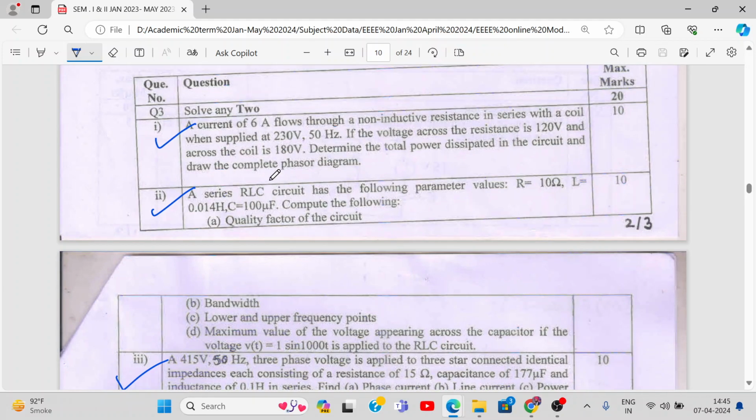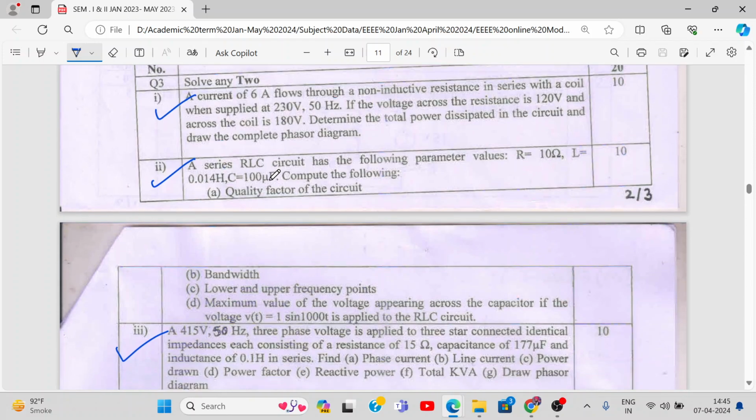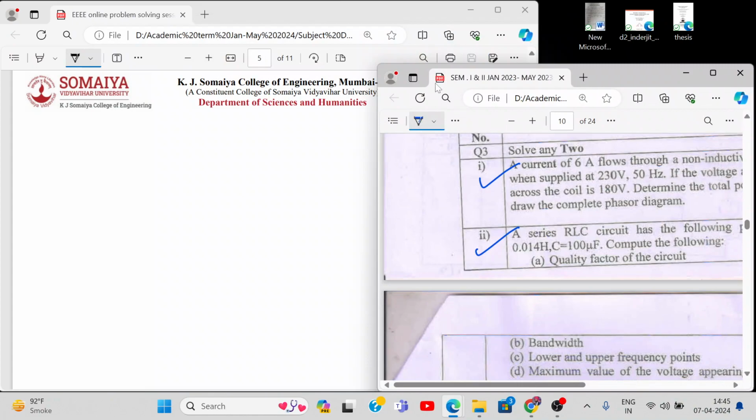So can we start with this? A 6 amperes current flows through a non-inductive resistance in series with a coil when supplied at 230 volts, 50 hertz. If the voltage across the resistance is 120 and across the coil is 180, determine the total power absorbed and draw the complete phasor diagram. So let's try this out. It is for 10 marks.